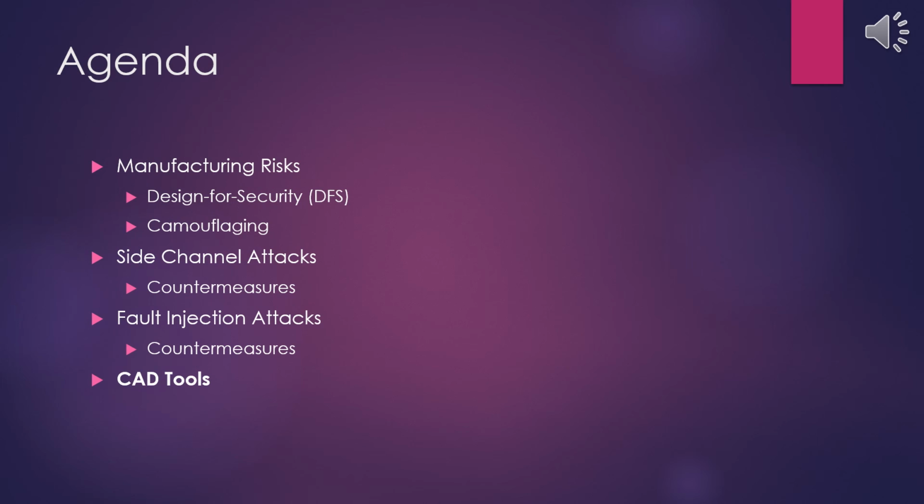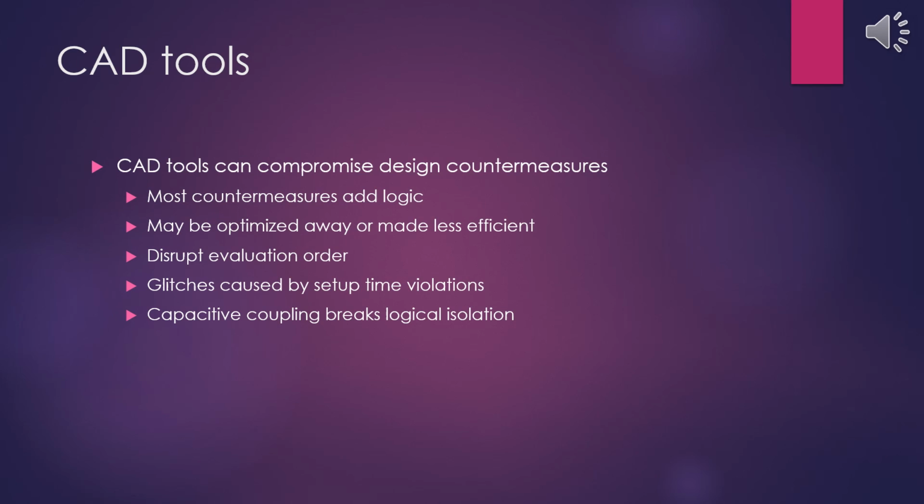Last is a discussion of the response of CAD tools to these countermeasures. Using automated CAD tools during the VLSI design process can compromise many of the countermeasures discussed. Since most countermeasures add logic, there are many situations where this extra logic can be optimized away or made less efficient. Especially in the case of redundant logic, CAD tools do not know the security application and just see a redundant cell that can be optimized. Despite maintaining the logical functionality of the circuit, many of these modifications reduce the security.